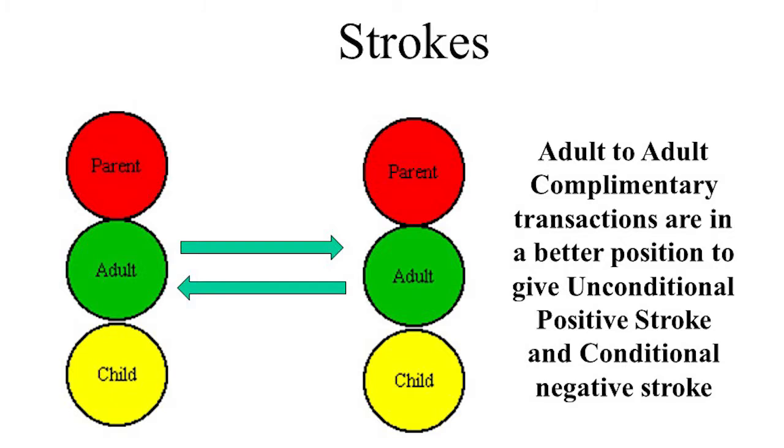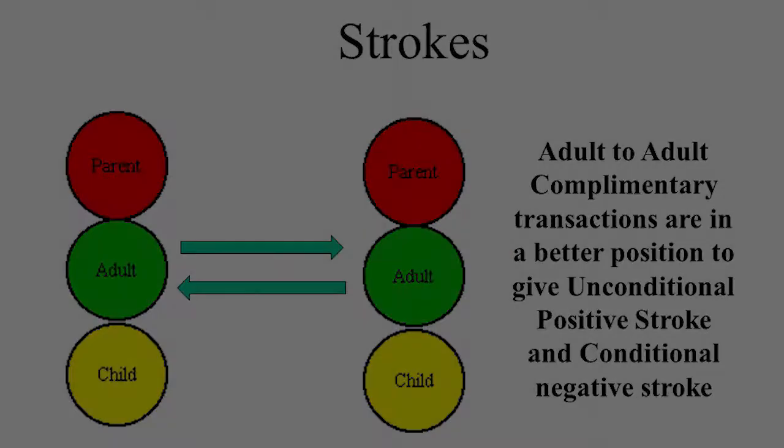However, if they learn very consciously to be able to give conditional negative strokes and unconditional positive strokes, which is done by a free talking adult, it can be done only by an adult ego state. If he is able to follow these things, he will be able to give better strokes and create a very positive bank account. So this is the fourth part.